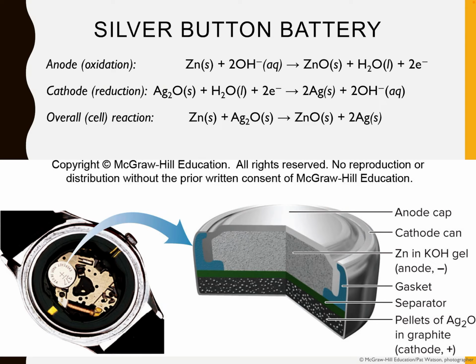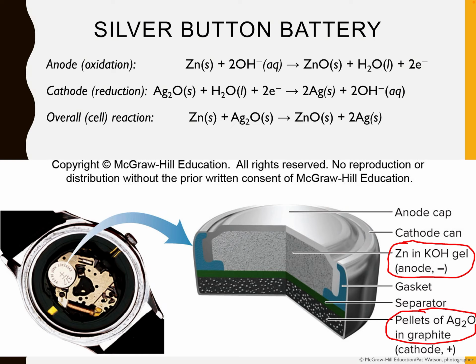They're kind of flat batteries, and they're used in things that are usually a little bit smaller, right? But they still have the same kind of principle. So we have zinc being oxidized, and we have our silver being reduced. And so you have our zinc, right? Our anode essentially is in potassium hydroxide gel so that it can react. And then you've got pellets of silver oxide, which are in graphite. That's going to act like the cathode.